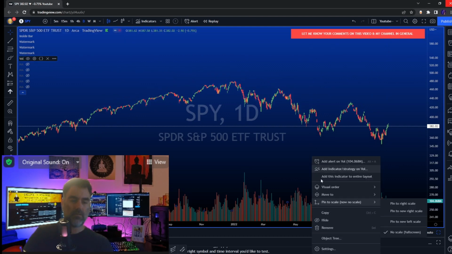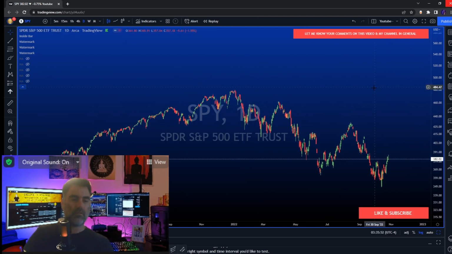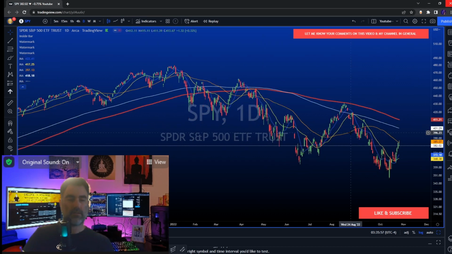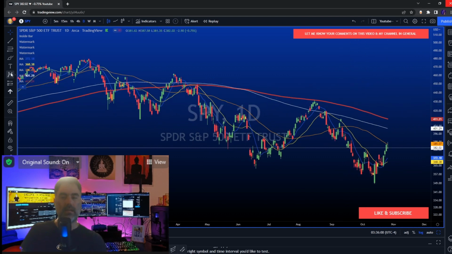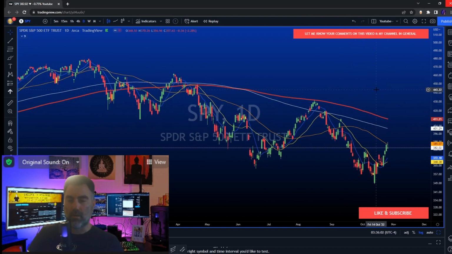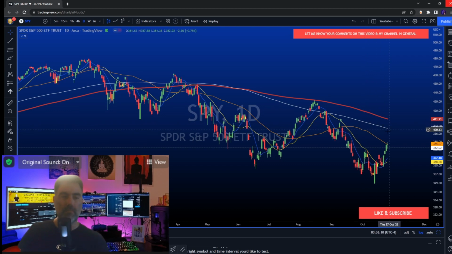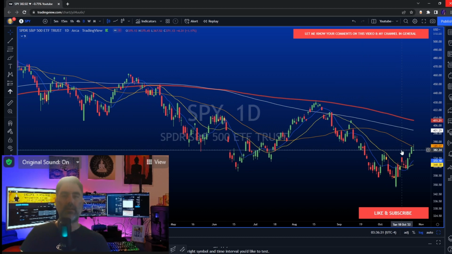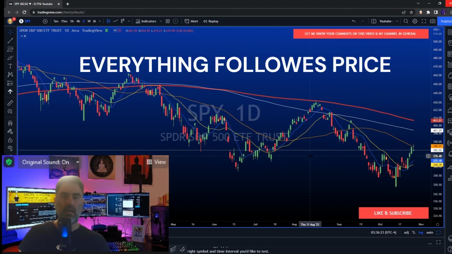And let's get rid of the volume for now. And let's get back all the EMAs. And let's talk about price heading towards the 50 MA, price heading towards the 150 MA, price going down towards the 80 MA. So let's put it this way. Price does not follow anything. All the indicators and everything is following price.